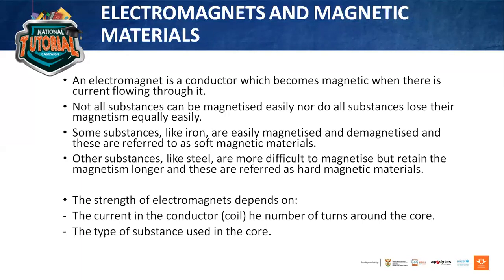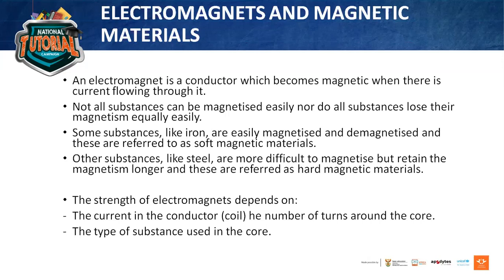So now we're going to move on to electromagnets and magnetic material. An electromagnet is a conductor which becomes magnetic when there is a current flowing through it. Basically here we are dealing with two theories: the electric part and the magnetic part. All of these things work together to induce electricity. So an electromagnet is a conductor which becomes a magnet when there is a current flowing through it. That's why it's called an electromagnet.